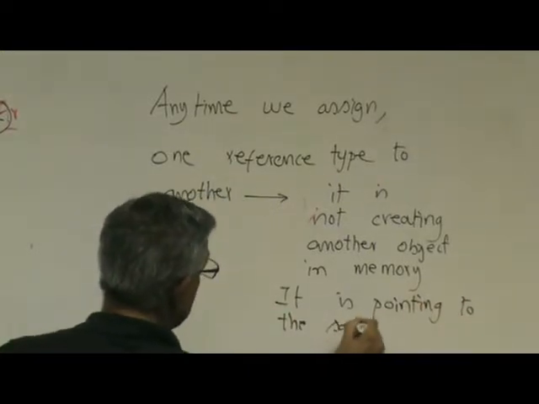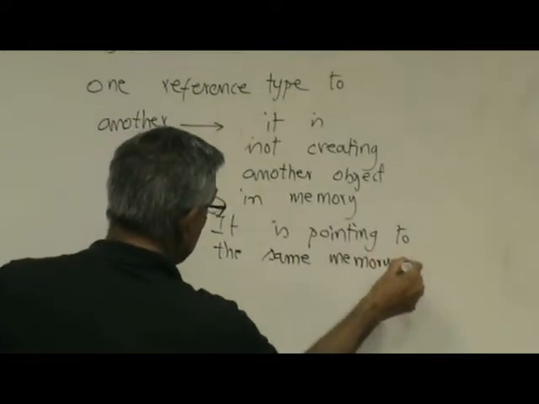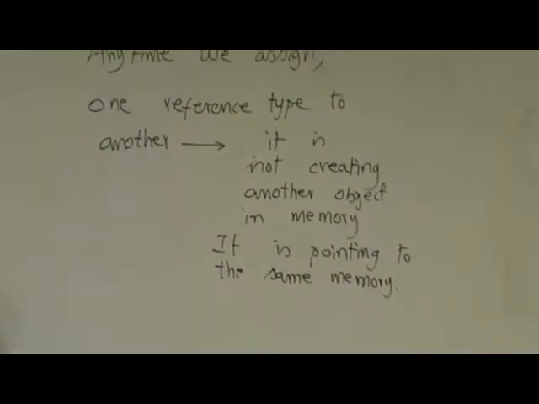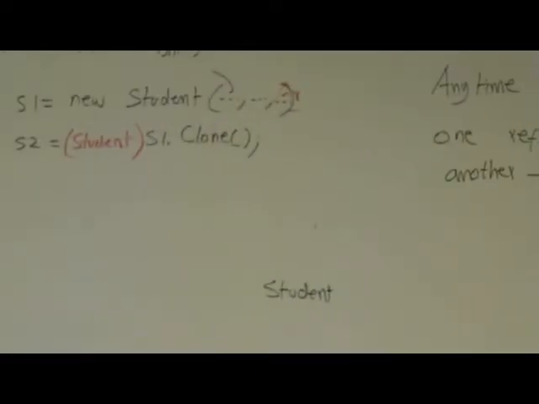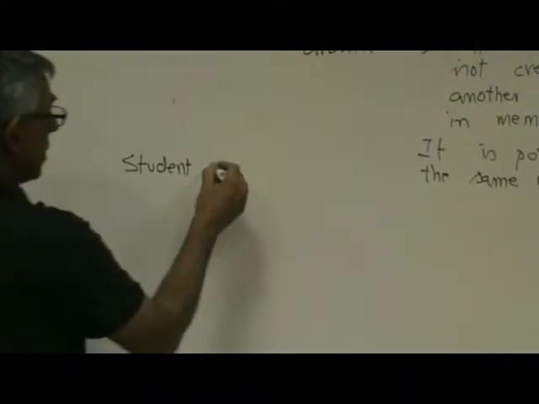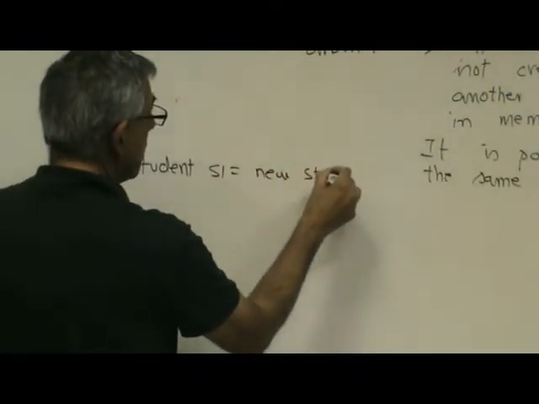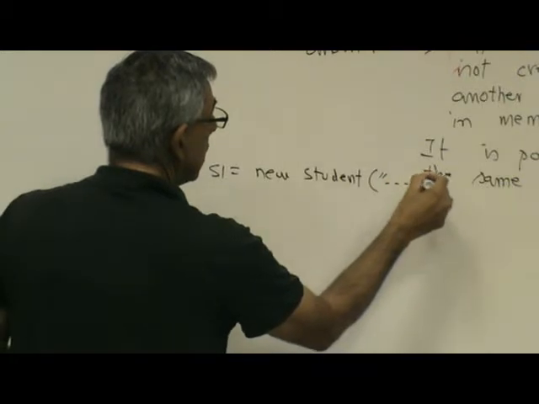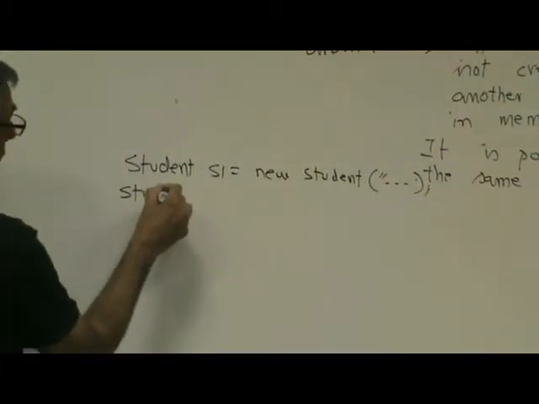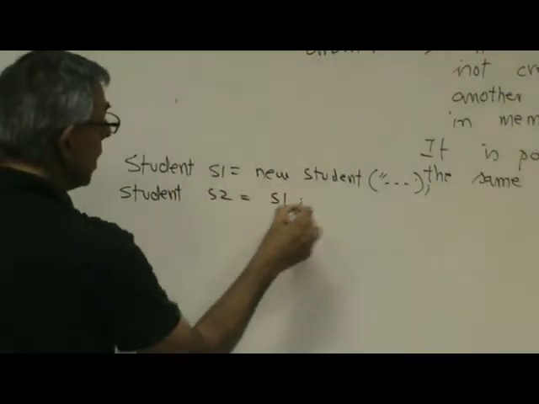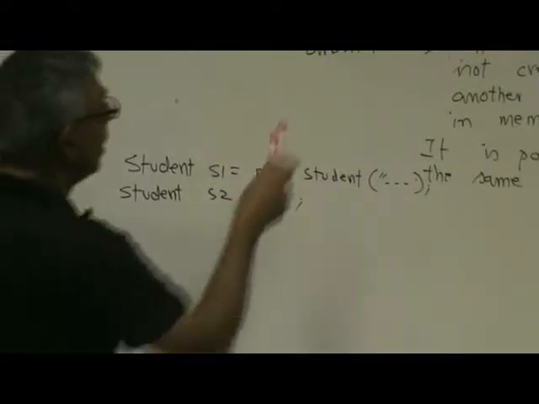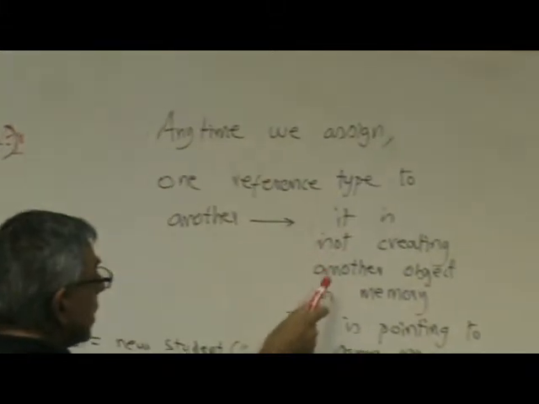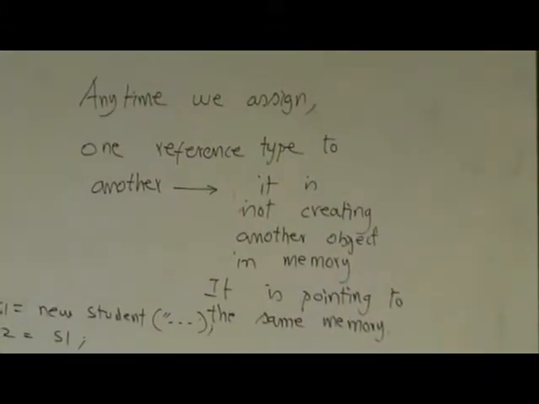And let me again clarify it through an example, right? For example, objects of a class, we refer to those as reference types. Remember, a reference type is any type that's created on the heap, right? So if I said student S1 equal to new student, and whatever, and then if I did student S2 equal to S1, correct? Is S2 pointing to a new memory or pointing to the same memory as S1? Same memory, and that's what I meant. If we assign one reference type to another, it's not creating another object in memory, it's pointing to the same memory, right?